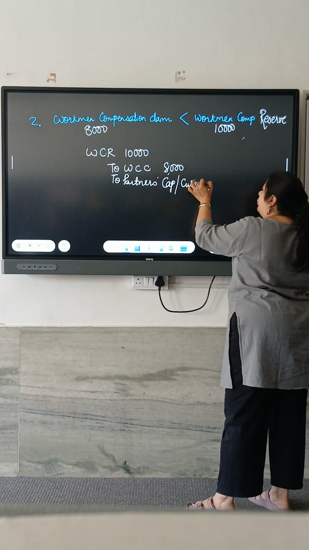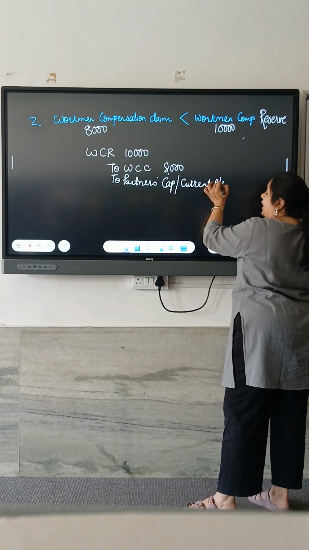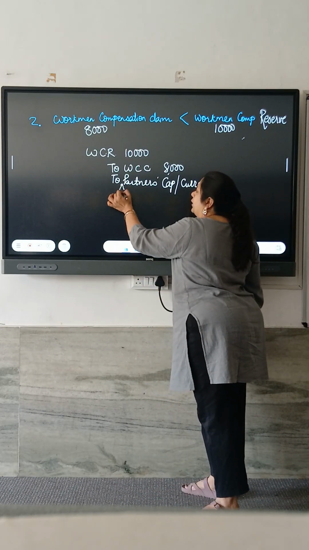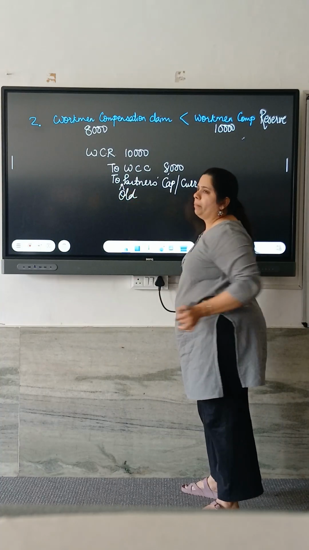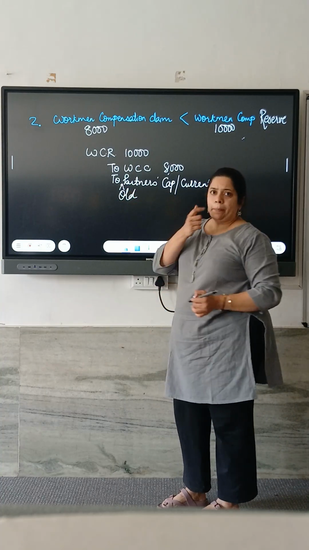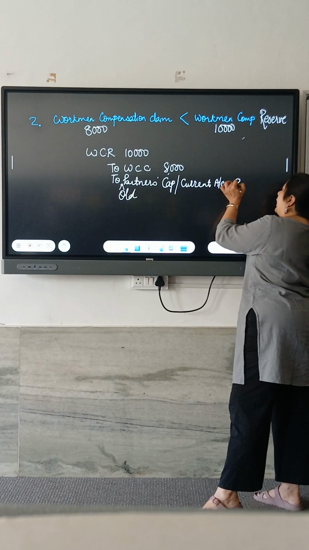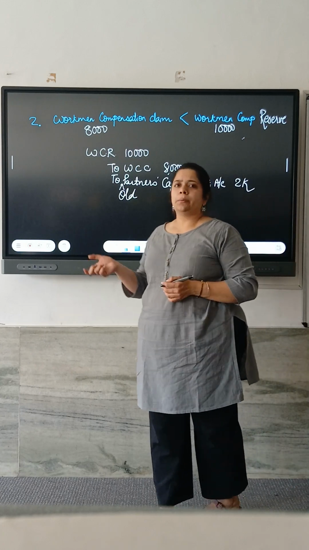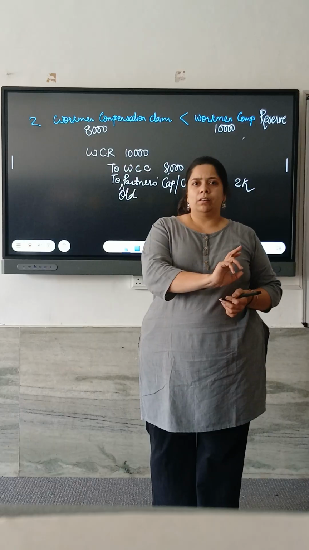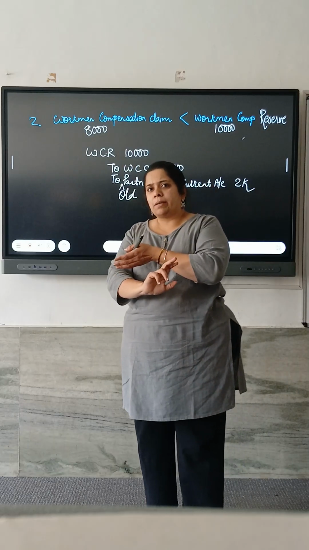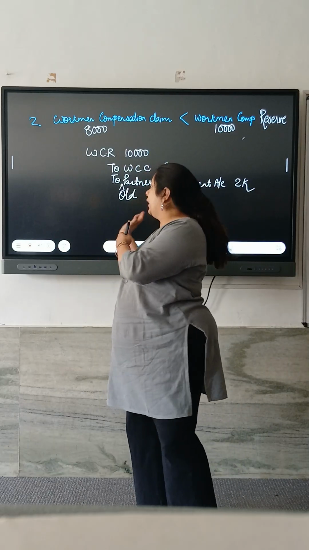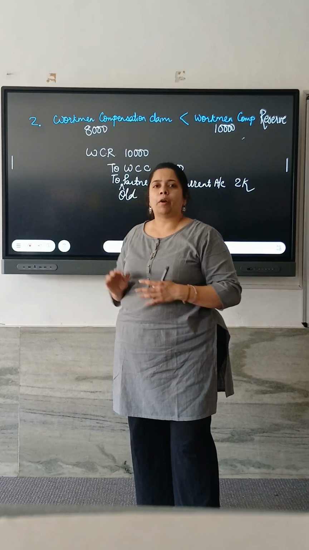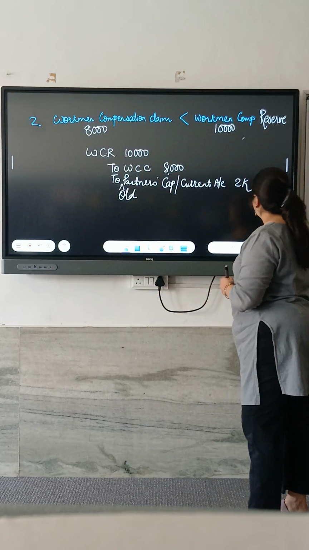So before a new partner is admitted, in case of admission of a partner, you need to distribute this WCR amongst the old partners. So the old partners' capital or current account will be credited by the remaining amount, that is 2,000. So how do we distribute? Let's say there were two partners initially and a new partner is being admitted. Then you credit partner A and partner B in the old profit sharing ratio which they had.